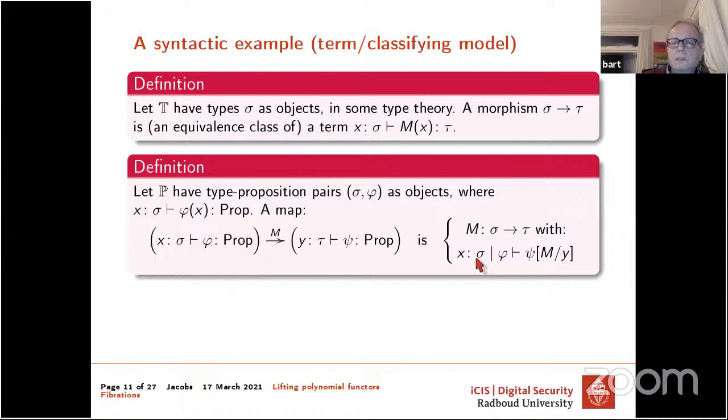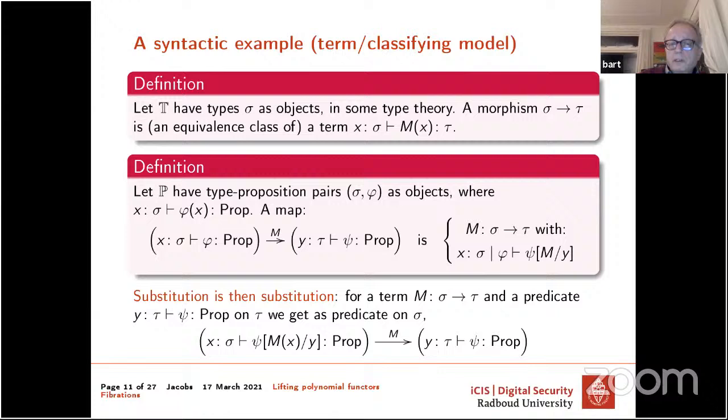And I've written this bit here to remind ourselves that we're doing this in an indexed way, and that a variable x of type sigma is still playing a role here in the background, in this entailment. This entailment gives a preorder, and this all translates very nicely into a categorical structure. And substitution in the fibration is then substitution. If I have a term m from sigma to tau and a predicate psi on tau, I can turn it into a predicate on sigma by substituting m into psi. And m is itself then a map from this to this. And the entailment then becomes a tautology.